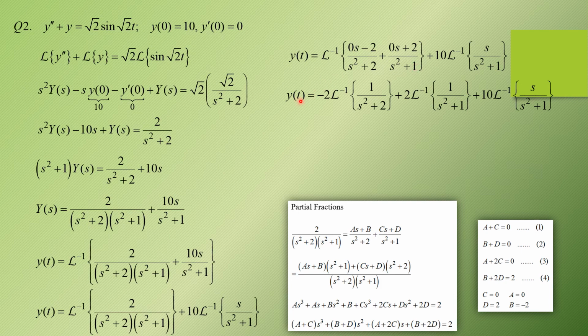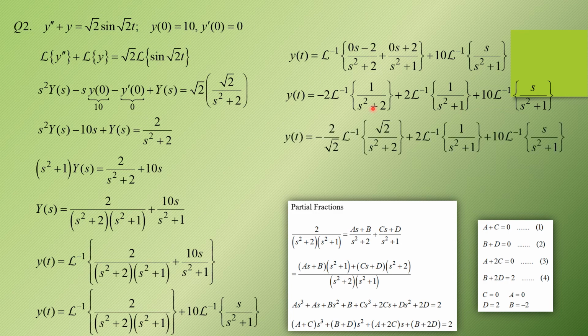So y of t is equal to, now 0 divided by anything is 0, minus 2 times the inverse of 1 over s squared plus 2. Negative 2 is a constant, you can factor the negative 2, leave 1 inside. Plus, for this term here, plus 2 divided by s squared plus 1. So 2, leave 1 inside, so 2 times 1 gives back 2 divided by s squared plus 1. So 2 times the inverse of 1 over s squared plus 1, plus the last term. So there are 3 inverse problems that need to be computed.